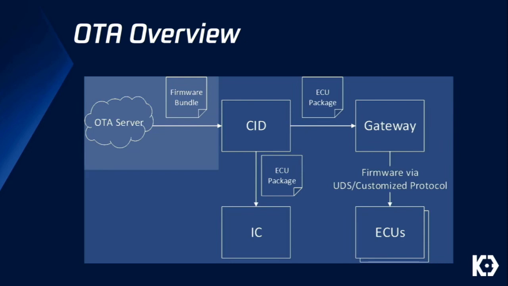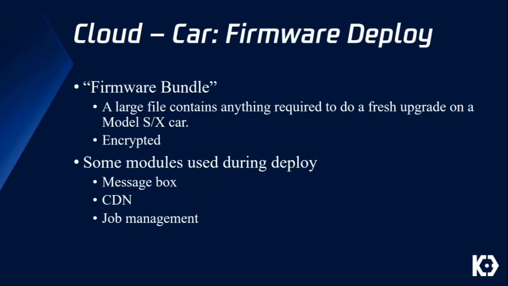Let's talk about the first part, which is how the firmware bundle is deployed. What is a firmware bundle? The bundle is a large file containing everything required to do a fresh upgrade on a Model S car. It's actually a SquashFS file, and this file is encrypted and is distributed through the CDN.